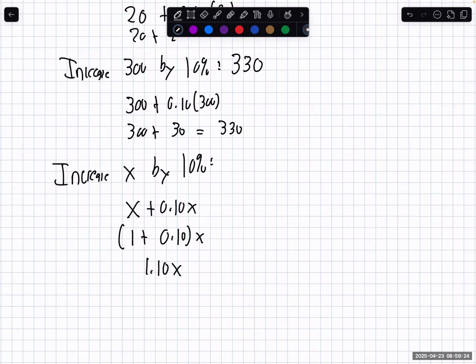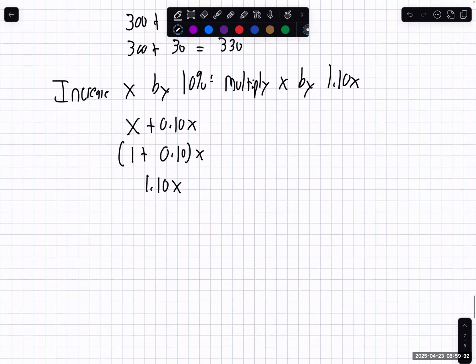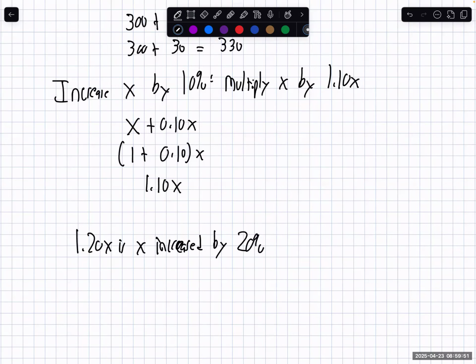So to increase x by 10%, you multiply x by 1.10. If I start with x and multiply it by 1.20, that's x increased by what percentage? 20%. You got it.